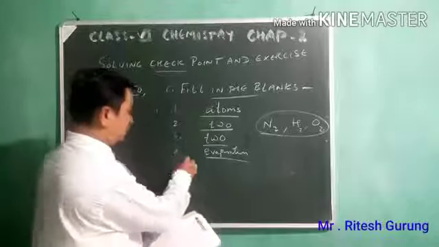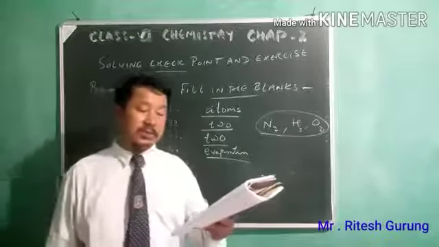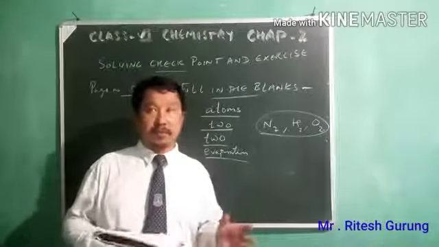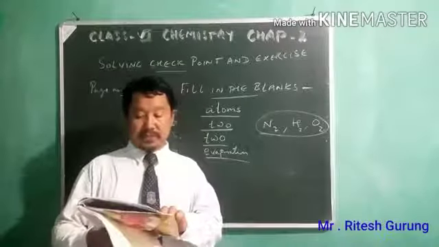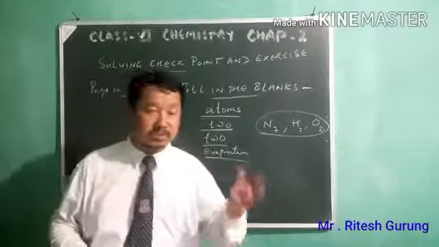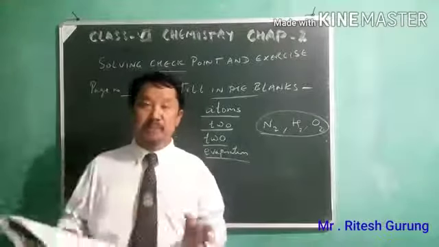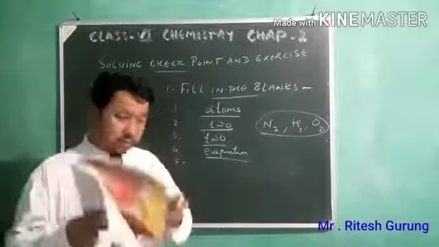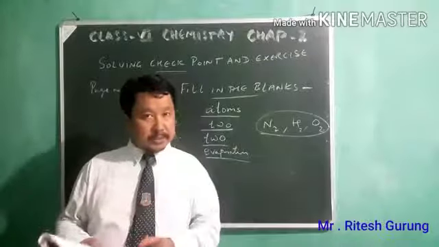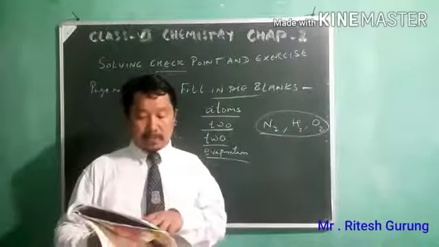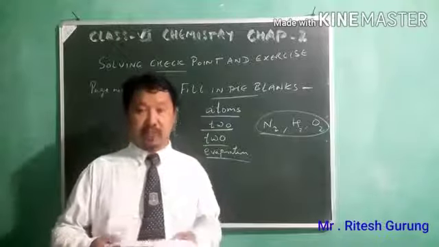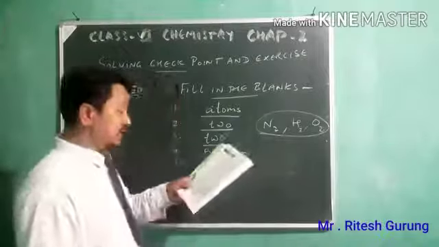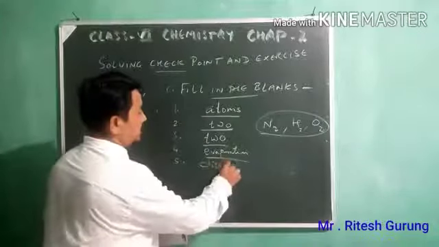Then number 5, 2 immiscible liquids are separated by using which method? Immiscible means 2 different liquids showing different properties when they are mixed together, when they are forming a mixture, when they are dissolved in each other. That time the 2 different liquids show different properties, that is immiscible. So 2 immiscible liquids are separated by using which method here? Distillation.